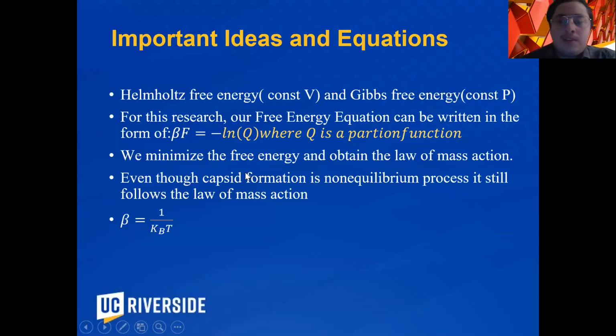Now, important ideas and equations to keep in mind are the Helmholtz free energy at constant volume and the Gibbs free energy at constant pressure. For this particular research, our free energy equation can be written as beta F is equal to negative ln of Q, where Q is a partition function. A partition function is used in statistical mechanics to basically tell us the state of a system, and we can use it to find the entropy, energy of a system, or free energy. It can be used in many versatile ways. Once we find the equation, we can minimize the free energy and obtain the law of mass action. Even though the capsid formation is non-equilibrium, we can still find that the law of mass action still follows.